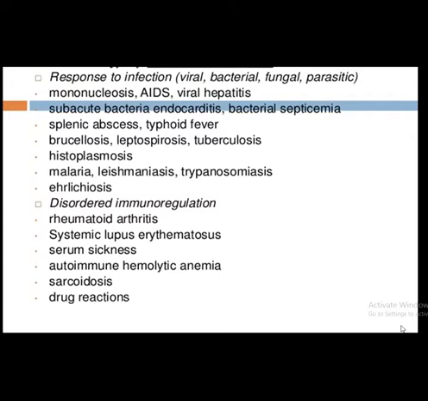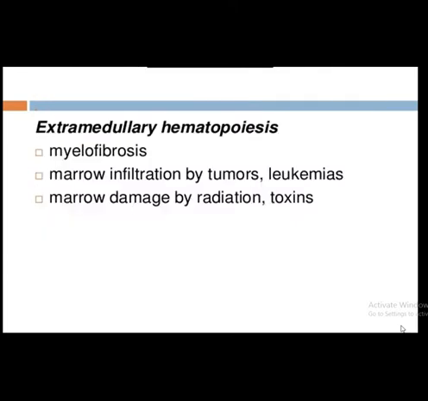Immune hyperplasia: response to infection, like viral, bacterial, fungal, parasitic: mononucleosis, AIDS, viral hepatitis, subacute bacterial endocarditis, bacterial septicemia, splenic abscess, typhoid fever, brucellosis, leptospirosis, tuberculosis, histoplasmosis, malaria, leishmaniasis, trypanosomiasis. Disorders of immune regulation: rheumatoid arthritis, systemic lupus erythematosus (SLE), serum sickness, autoimmune hemolytic anemia, sarcoidosis, and drug reactions. All these conditions can cause hyperplasia and an increase in the size of the spleen.